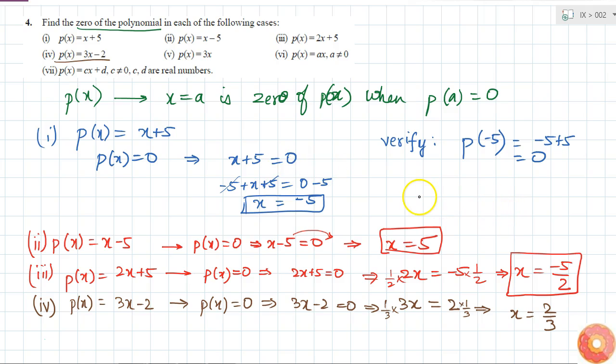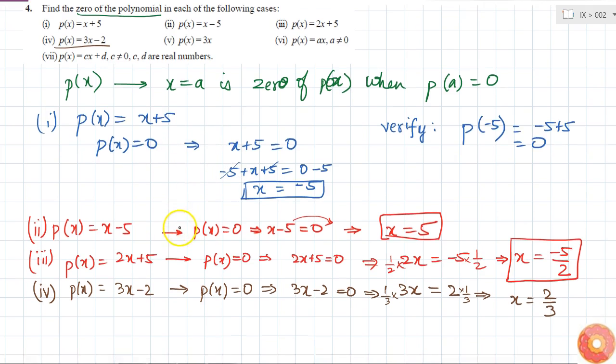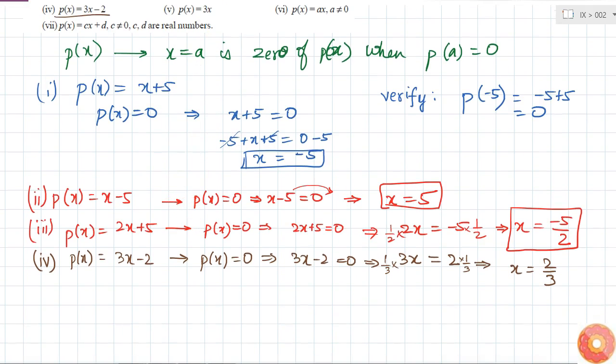So if I take all the terms to the right hand side, whatever expression I get, that is the value of 0 of the polynomial p of x. Okay. Now for the fifth part, p of x is equal to 3x. This means that p of x is equal to 0. If I put p of x equal to 0, then 3x is equal to 0.